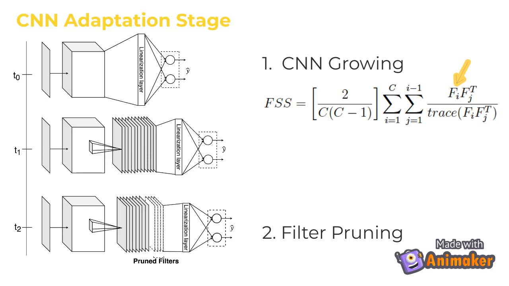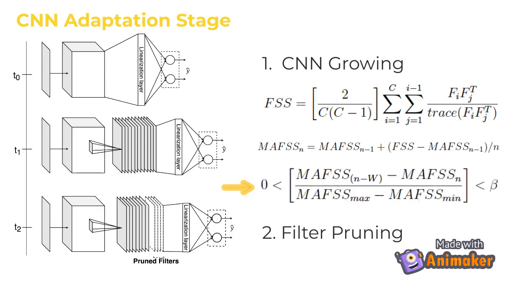High FSS indicates poor separability of features among different classes, while low FSS indicates highly discriminating spatial features. FSS performance is evaluated in terms of its exponentially weighted moving average, to avoid local oscillations. FSS saturation indicates the time to grow the convolutional stage. It happens when this condition is satisfied.